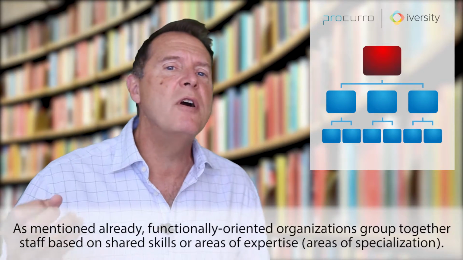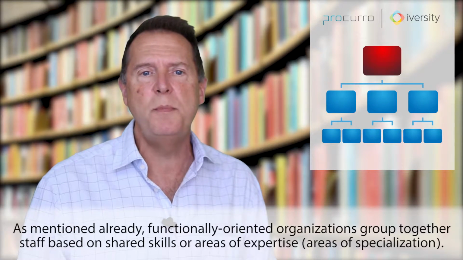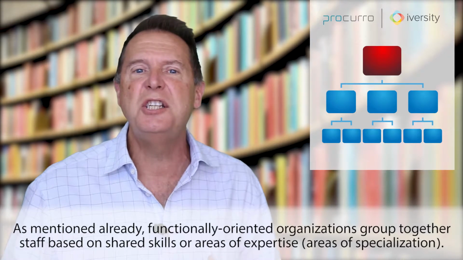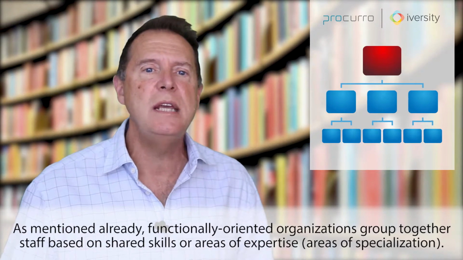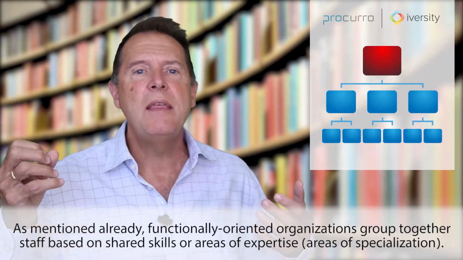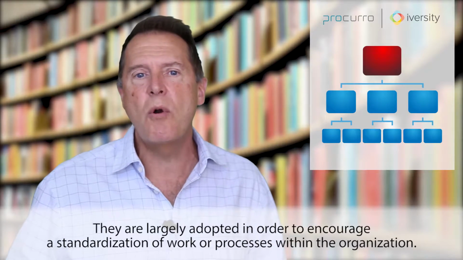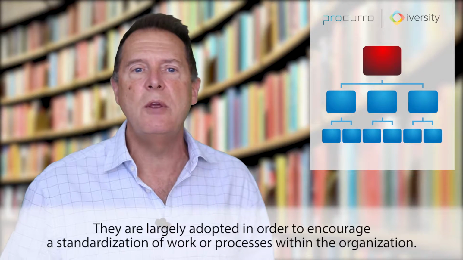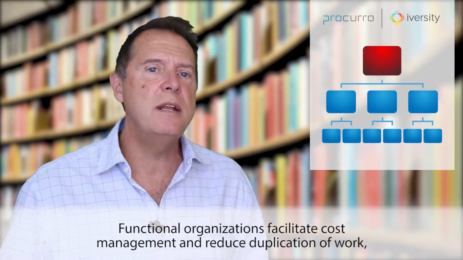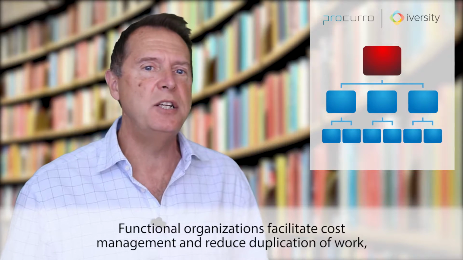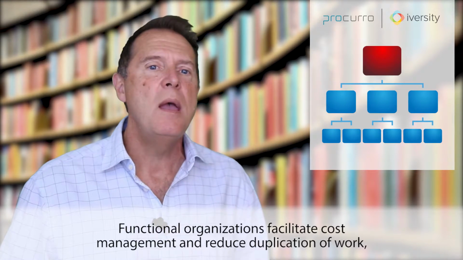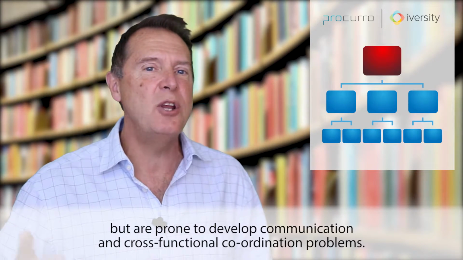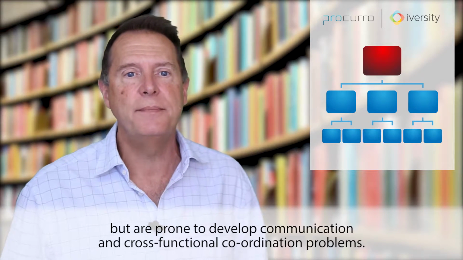As mentioned already, functionally oriented organizations group together staff based on shared skills or areas of expertise or specialization, you might call it. They are largely adopted in order to encourage the standardization of work or processes within the organization. Functional organizations facilitate cost management and reduce duplication of work, but are prone to develop communication and cross-functional coordination problems.